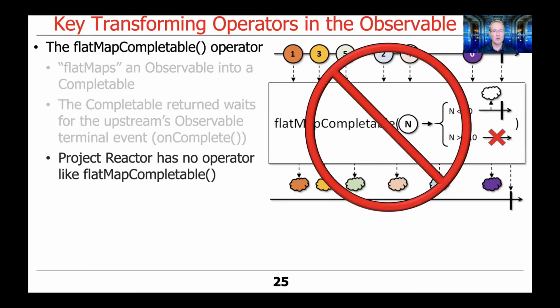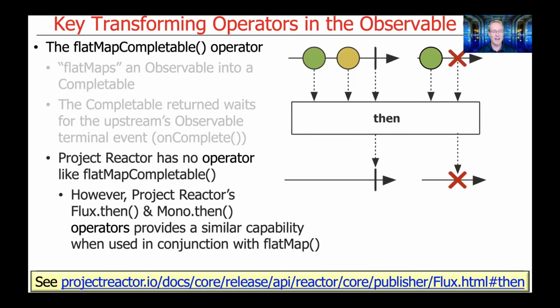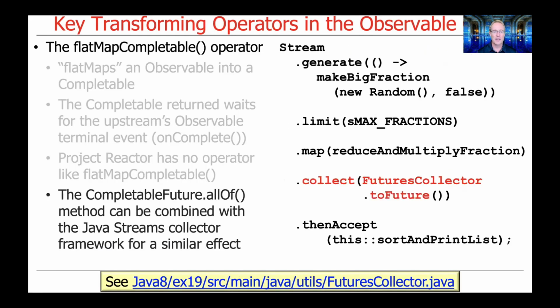Interestingly enough, Project Reactor has no comparable operator to flatMapCompletable. However, it does have a then operator in its Flux class, and it has a then operator in its Mono class that provide similar capabilities when they're used in conjunction with Project Reactor Flux's flatMap. So be aware of that. And if you take a look at the Reactor code I have as part of this course, you'll also get a chance to see how those things work too.